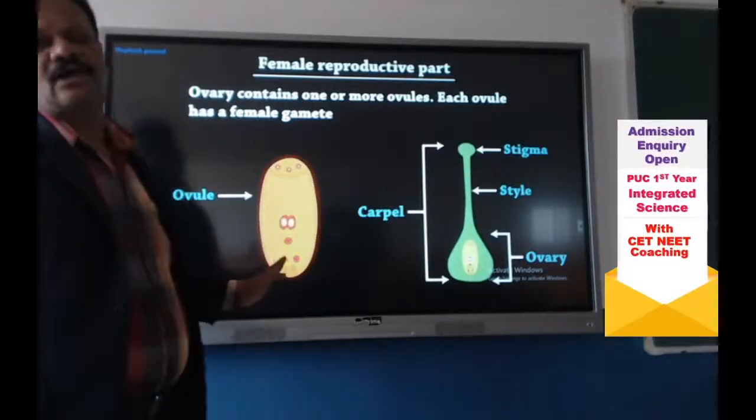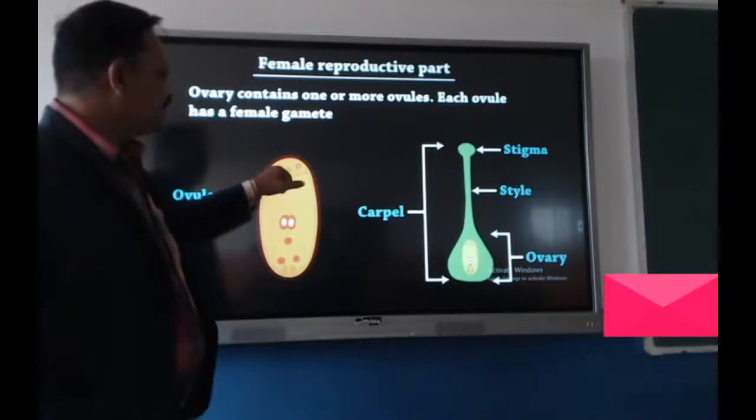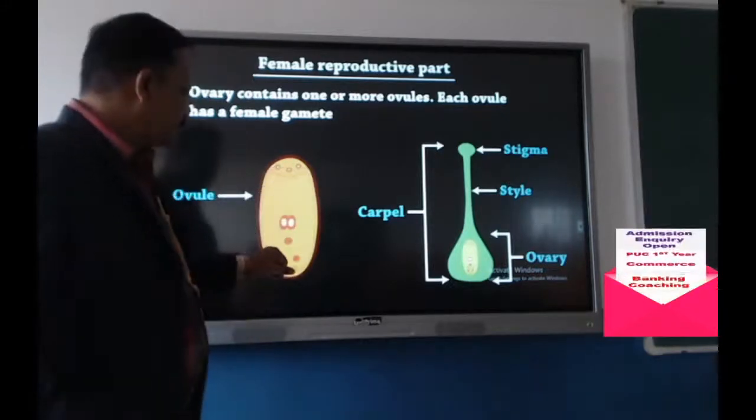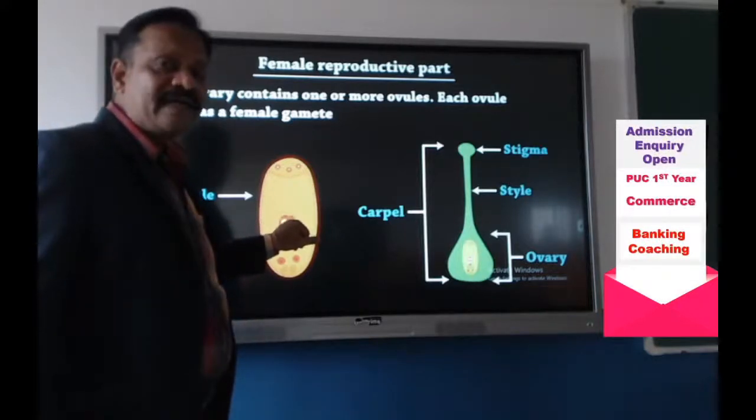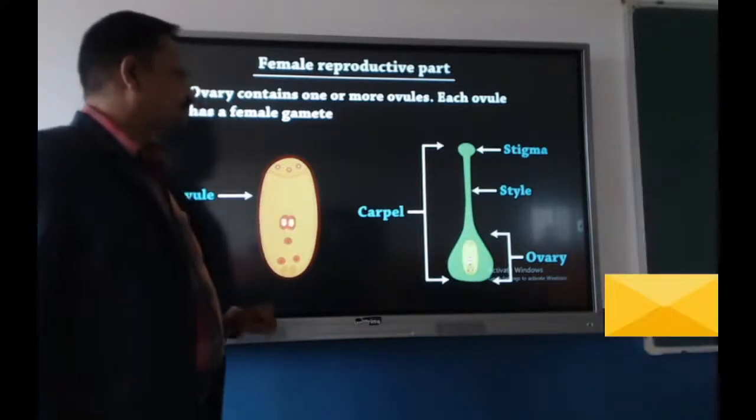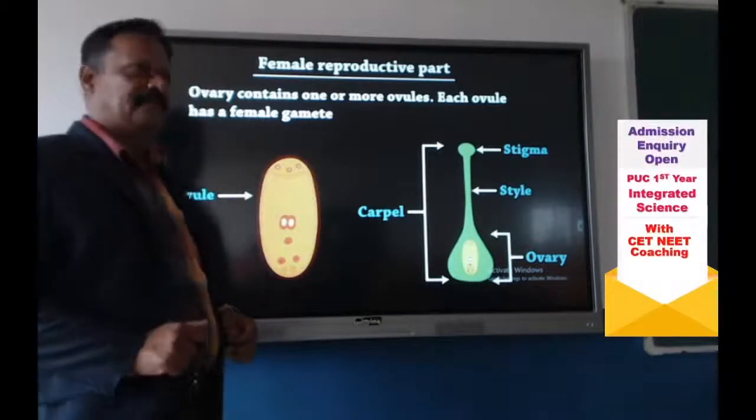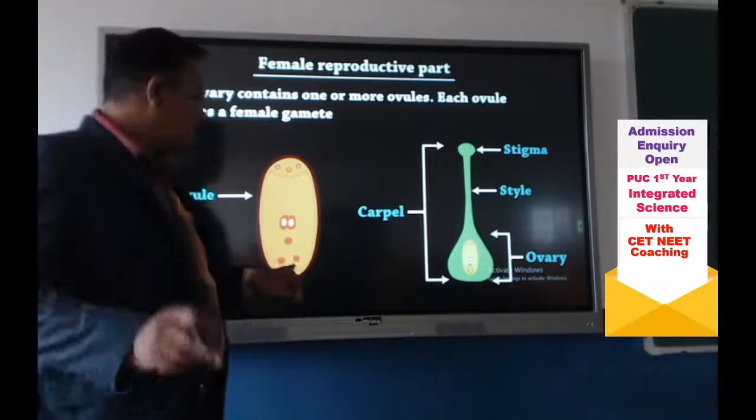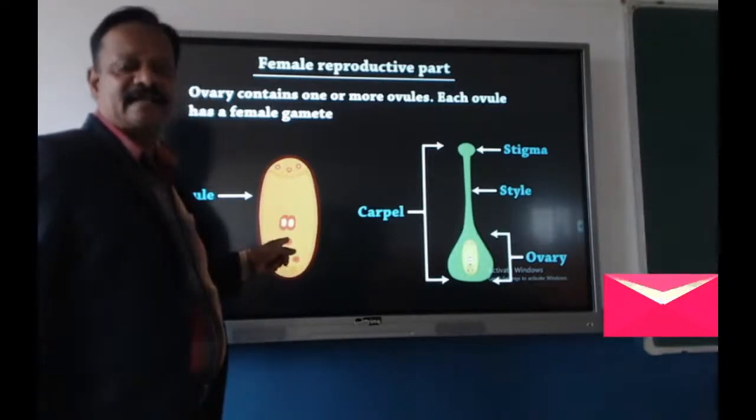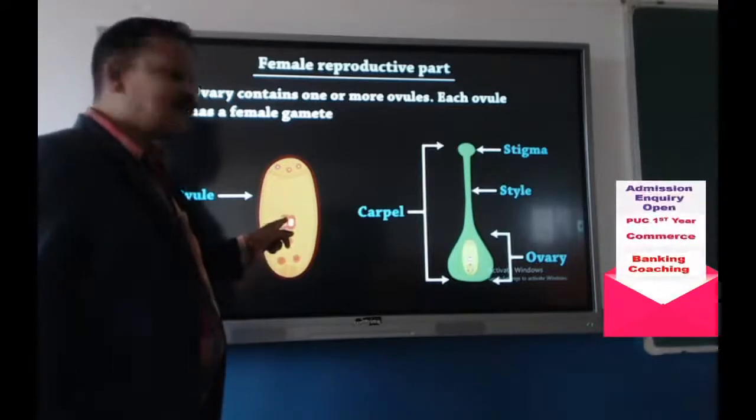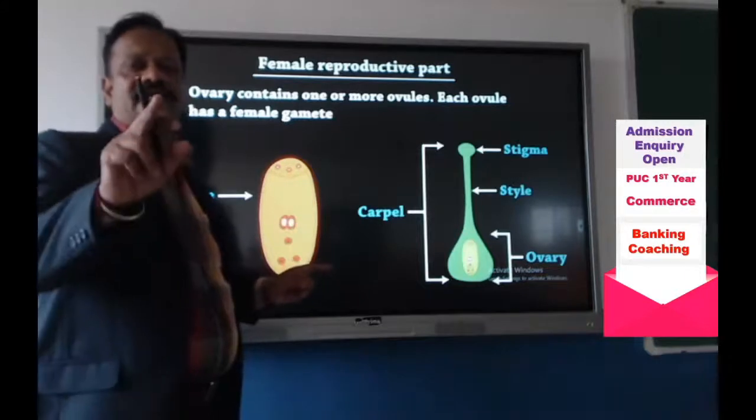So this is called the ovule. The ovule has 3 cells on the upper side, 3 cells on the lower side, and 2 nuclei but 1 cell at the center. The upper cells you are calling antipodal cells, and of the lower cells, 2 cells are synergids and 1 is the egg apparatus or egg cell. And here 2 nuclei with 1 cell, and that cell you are calling the central cell.